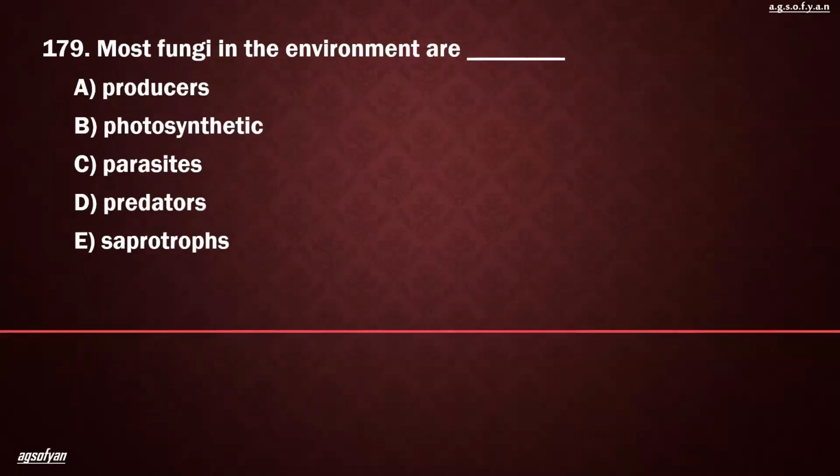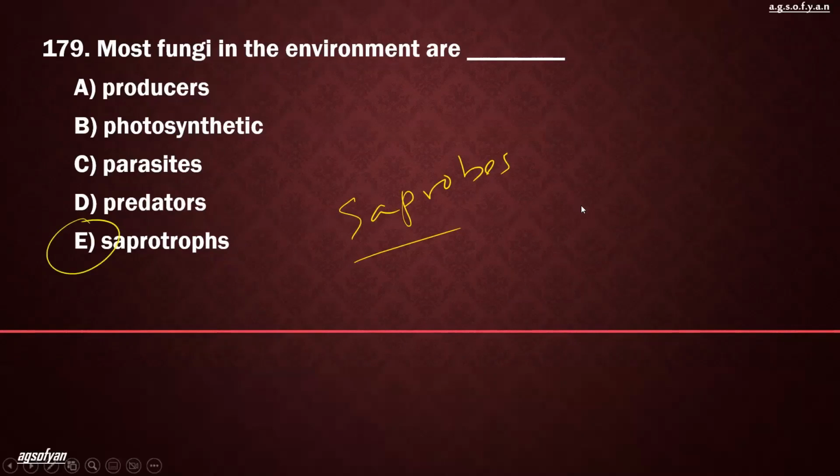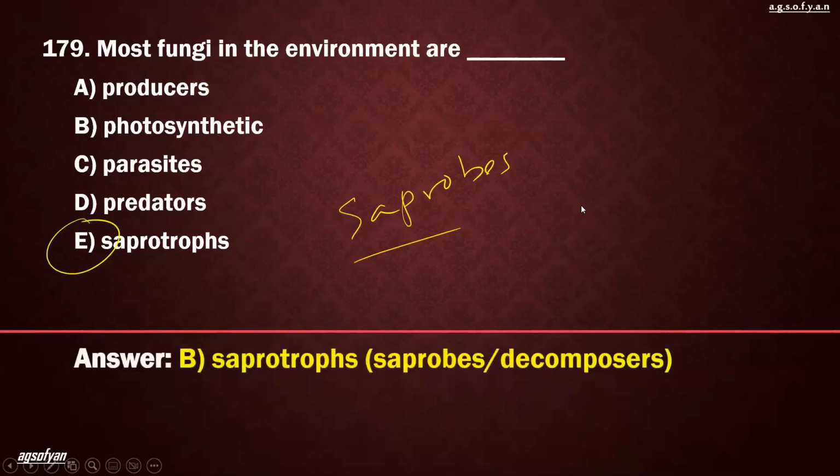Most fungi in the environment are called saprobes. Okay, saprobe. They decompose waste material. So they are saprotrophs, decomposers.